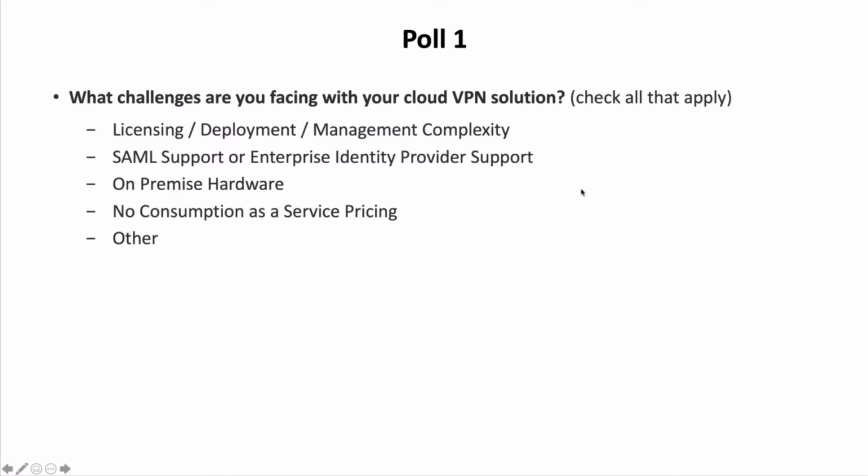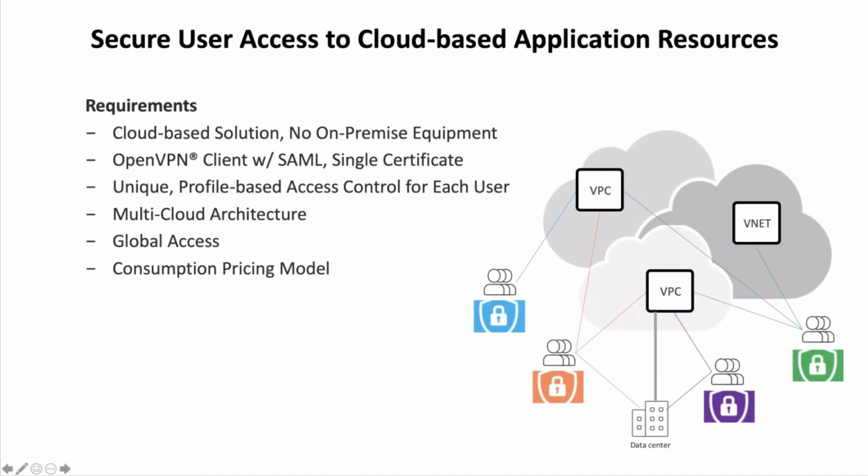Okay, there. So some of the requirements that we see is that people want a cloud-based solution with no on-premise equipment. They want an OpenVPN client, but they want the OpenVPN client to support SAML and a single certificate to get to all of the places that this user needs to get to. They want unique profile-based access control for each user, so we can actually define that a user can get to particular VPCs or even all the way down to a specific IP address within a VPC. They want a multi-cloud architecture.